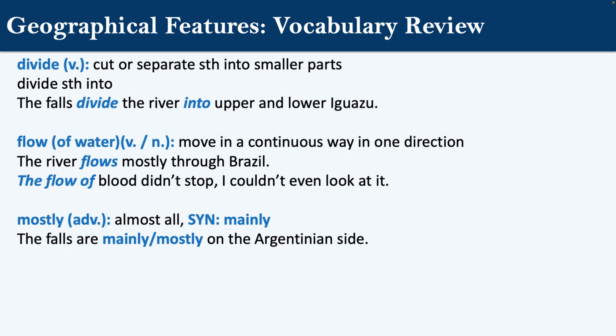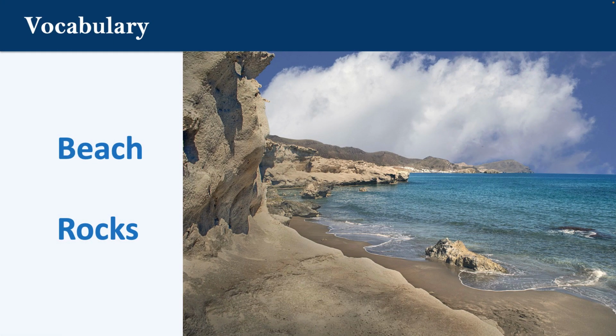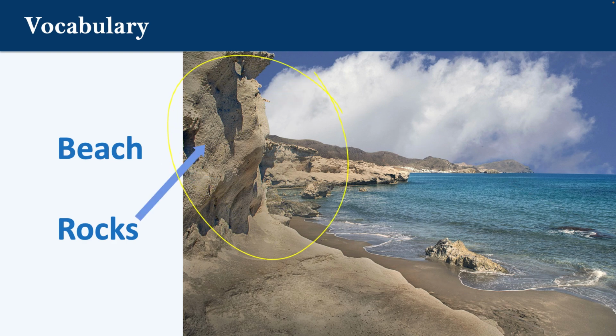And now let's go to section B. And in this case, we're going to learn some vocabulary items related to the coast. The first of which is beach. And some beaches have rocks. So in this picture, you're looking at a beach and rocks.